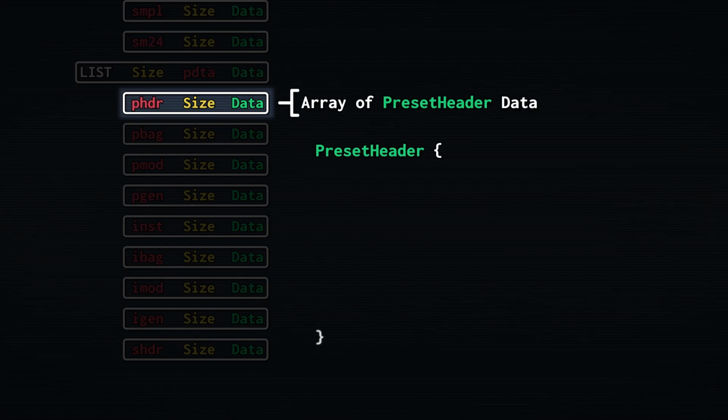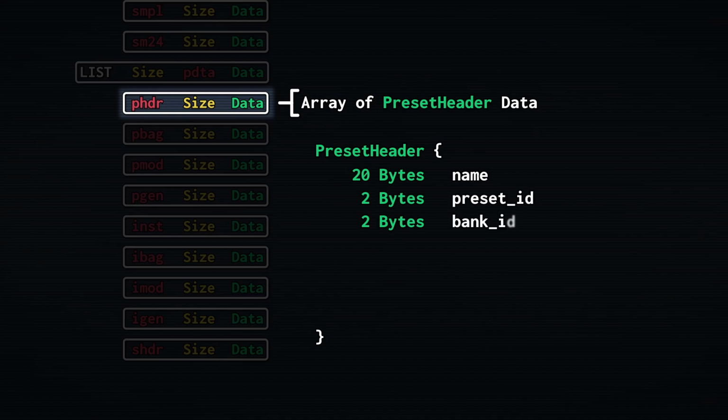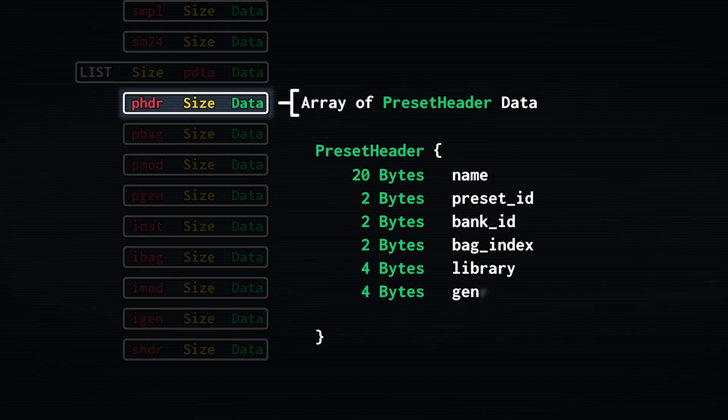And here is what a preset header may look like. It begins with a 20-byte string with the name of our preset. Then follow two 2-byte values, one for the preset ID we just talked about, and one for the bank ID. This combination of IDs is used to differentiate our presets later. Next comes another 2-byte value, which is a preset bag index. In a moment we'll talk about what bags are, but for now just remember that this index tells us where the first bag of this preset is located. Finally, we have 3 4-byte values for the library, genre, and morphology of our preset. According to the specification, these are reserved for future use, so for our purposes they don't matter.